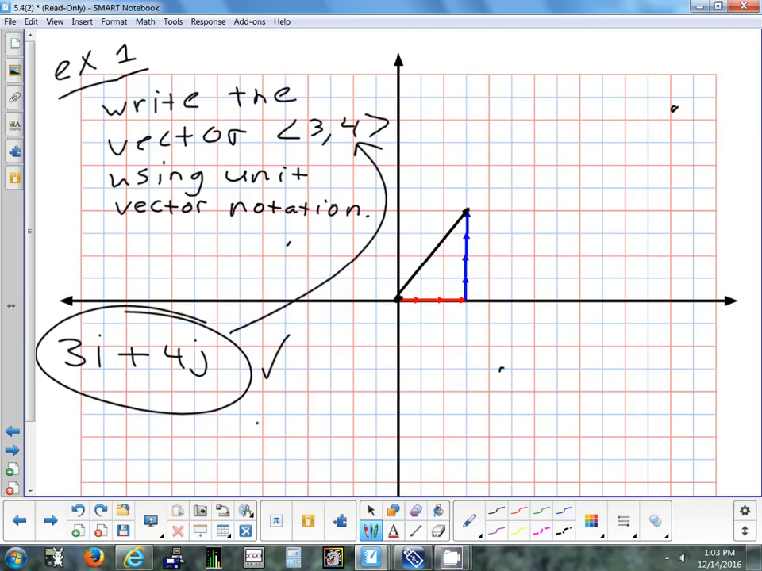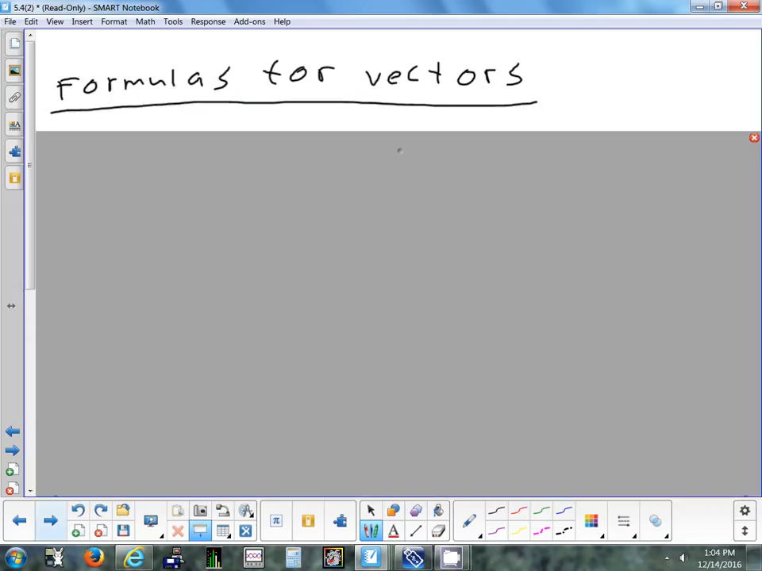Any questions on the idea of building a vector out of i's and j's? From now on, I'm not going to show building it like that. We'll just directly translate from one to the other. All right, so we're going to look at some formulas for doing some things we've already done. We did a lot of things visually yesterday. Today I want to step back from drawing a picture and just do things with arithmetic, much, much faster than having to sketch the whole thing out.